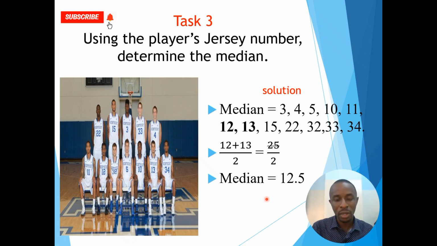To get the median in this case, you add the 2 middle numbers and divide by 2. 12 plus 13 is 25. 25 over 2 will give us 12.5. In a case where you have just a middle number, you don't need to add together. We use this when you have 2 numbers in the middle to get your median.